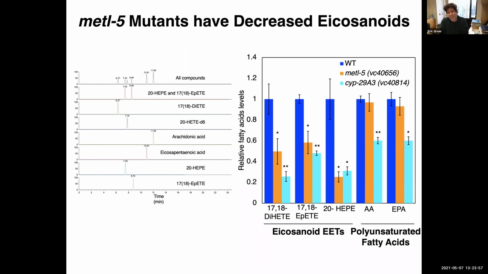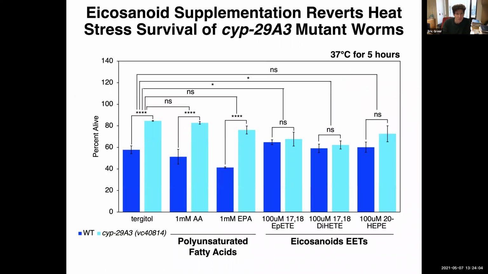So are these eicosanoids themselves responsible for the increased stress resistance that we see in the METL5 mutant worms? To assess this, we performed refeeding experiments. And here I'm just initially showing you refeeding in the CYP29E3 background.